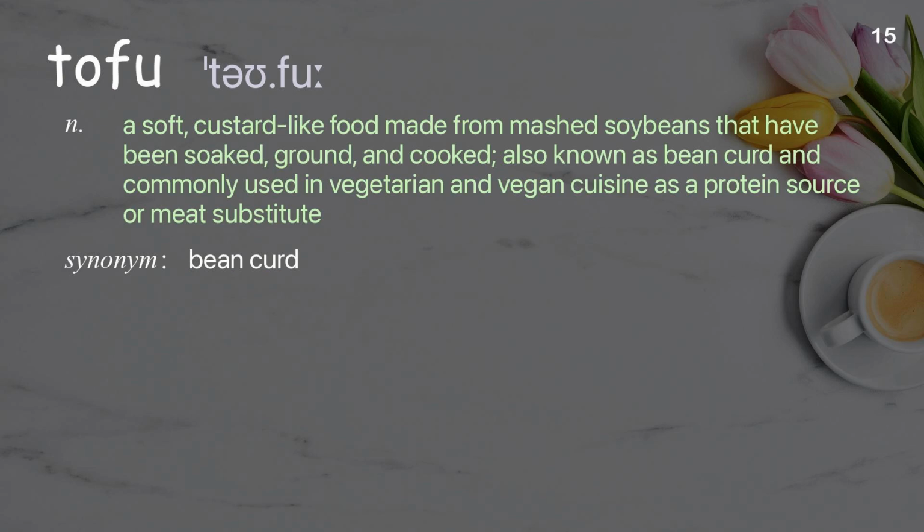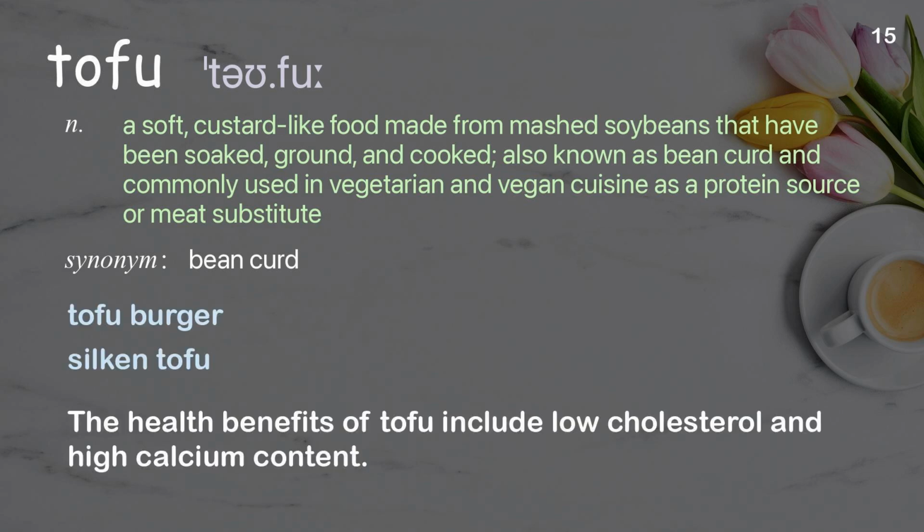Tofu. A soft, custard-like food made from mashed soybeans that have been soaked, ground, and cooked, also known as bean curd and commonly used in vegetarian and vegan cuisine as a protein source or meat substitute. Examples: Tofu burger. Silken tofu. The health benefits of tofu include low cholesterol and high calcium content.